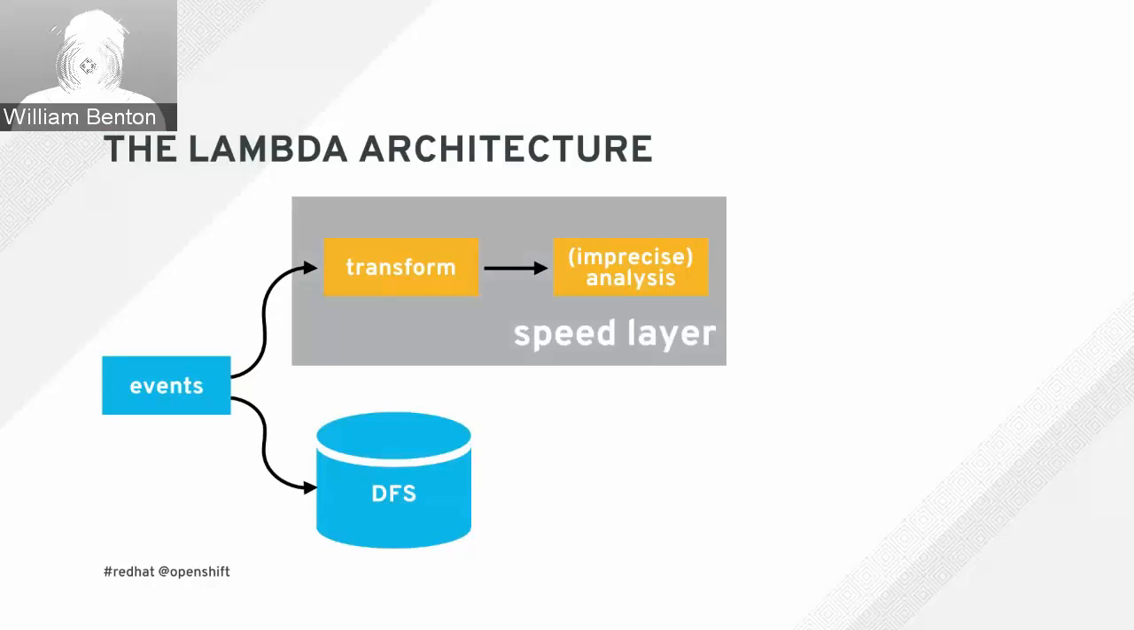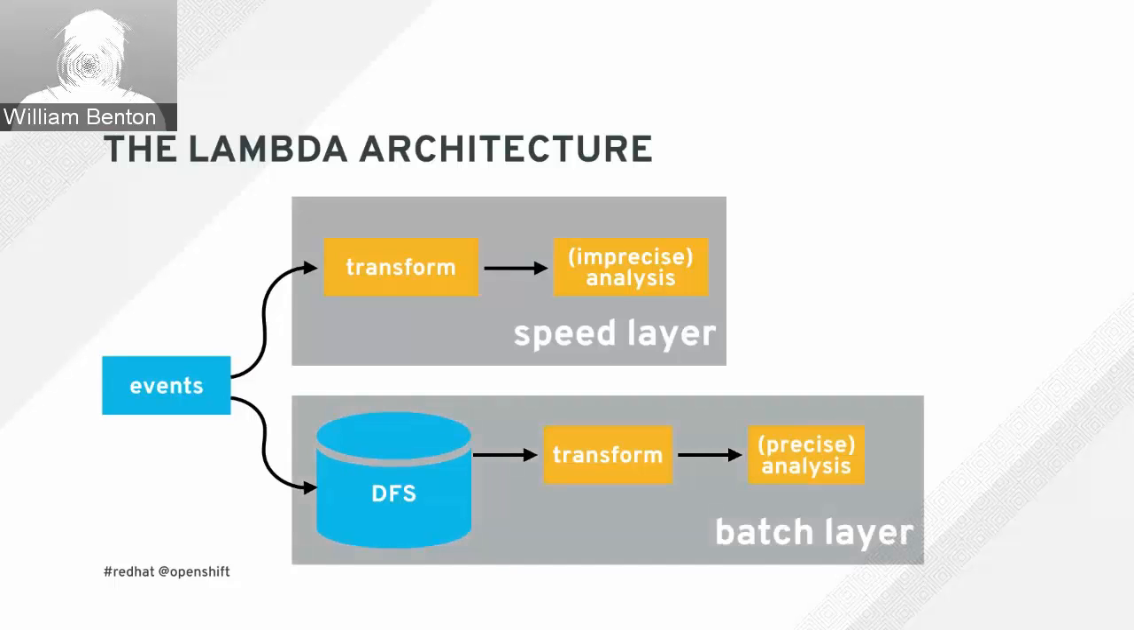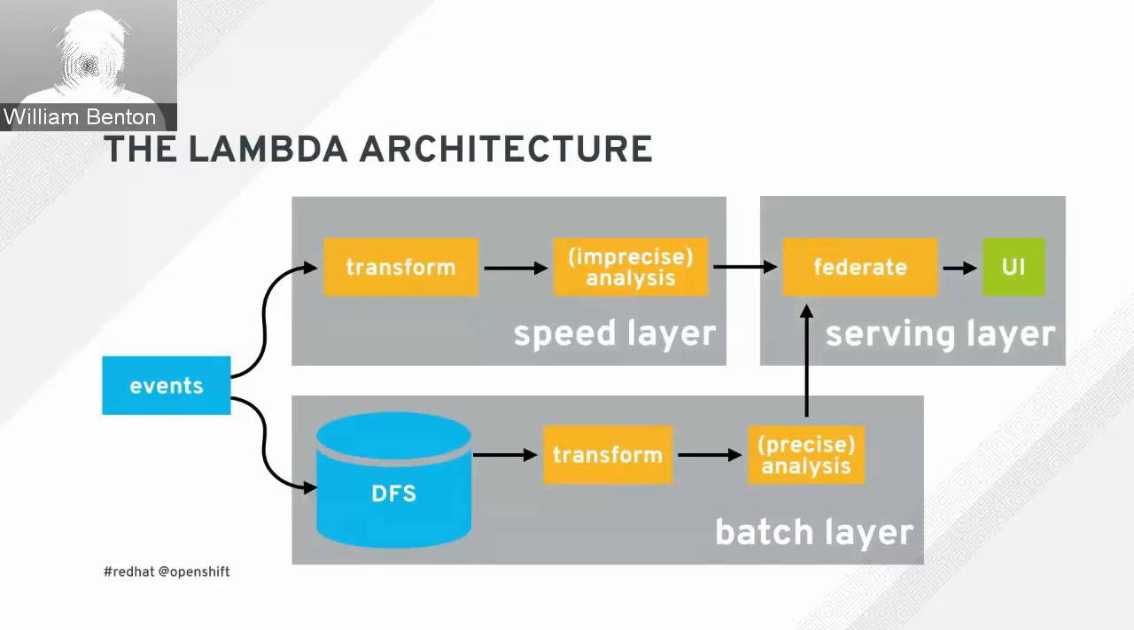This stream processing component is called the speed layer. Meanwhile, you have some batch jobs that are repeatedly operating on the aggregated data, performing precise analyses, but at a higher latency. This batch processing component is called the batch layer. Finally, the most recent results from the speed layer and available precise results from the batch layer are federated in a serving layer, which presents users with a view of their data, striking a compromise between latency and precision.